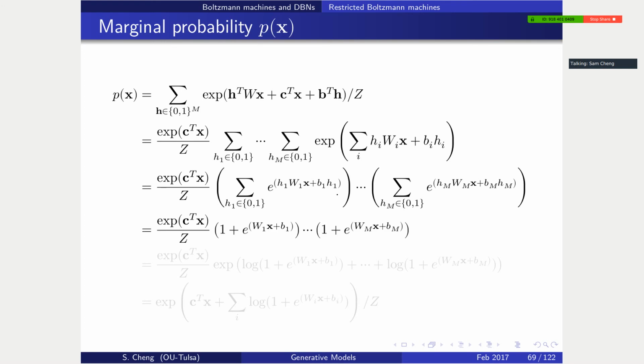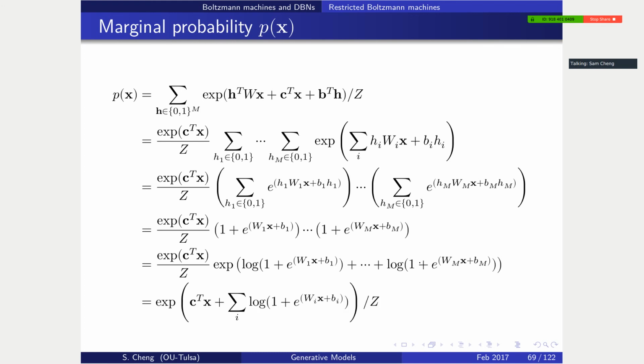And then h is equal to 0 and 1, so each of these sums here becomes just like this. And then when we plot that, I can rewrite this as exponential of log of them, so it becomes exponential of c x times the log of this guy, something like that. So we have a rather clean expression for the final marginal probability here.